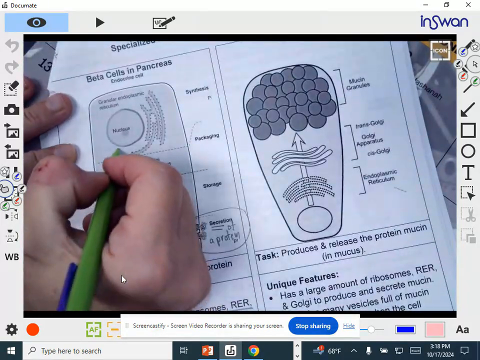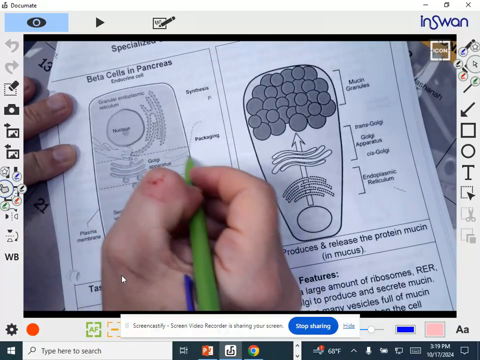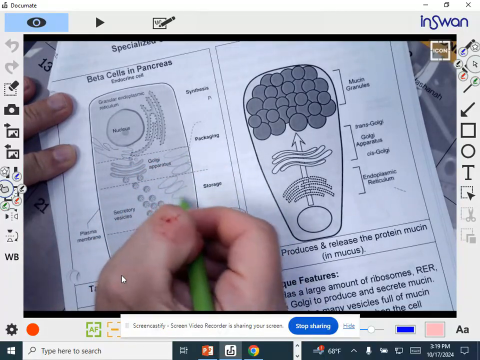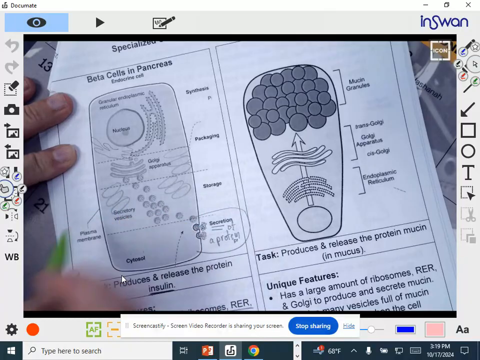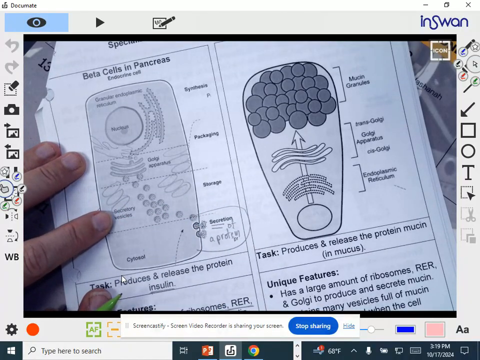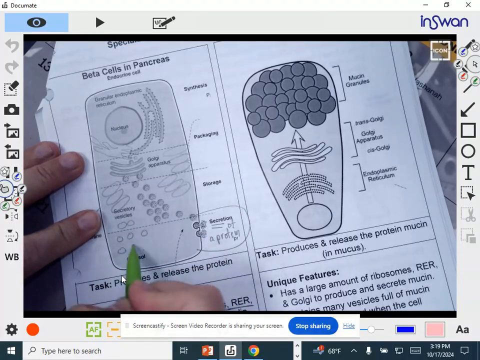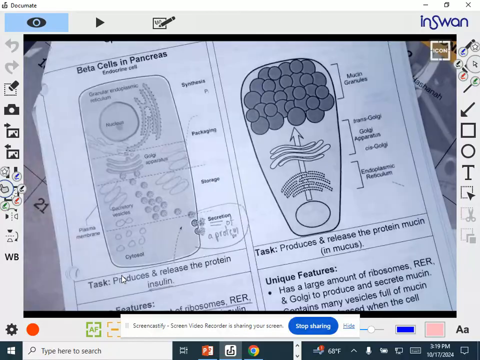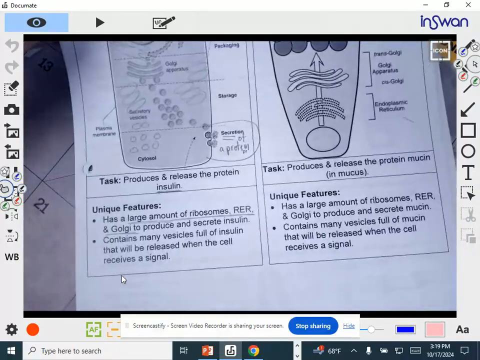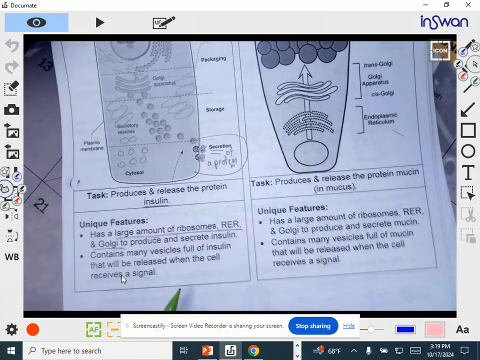So if you want to emphasize that, put even more rough ER and even more Golgi. The whole cell is just packed with these protein producing and trafficking organelles that can then release all of these proteins in vesicles that can go to the membrane and be released, okay? So you're going to see that that cell is going to have vesicles just full of insulin. You're not going to see a skin cell look like this because skin cells don't make insulin.